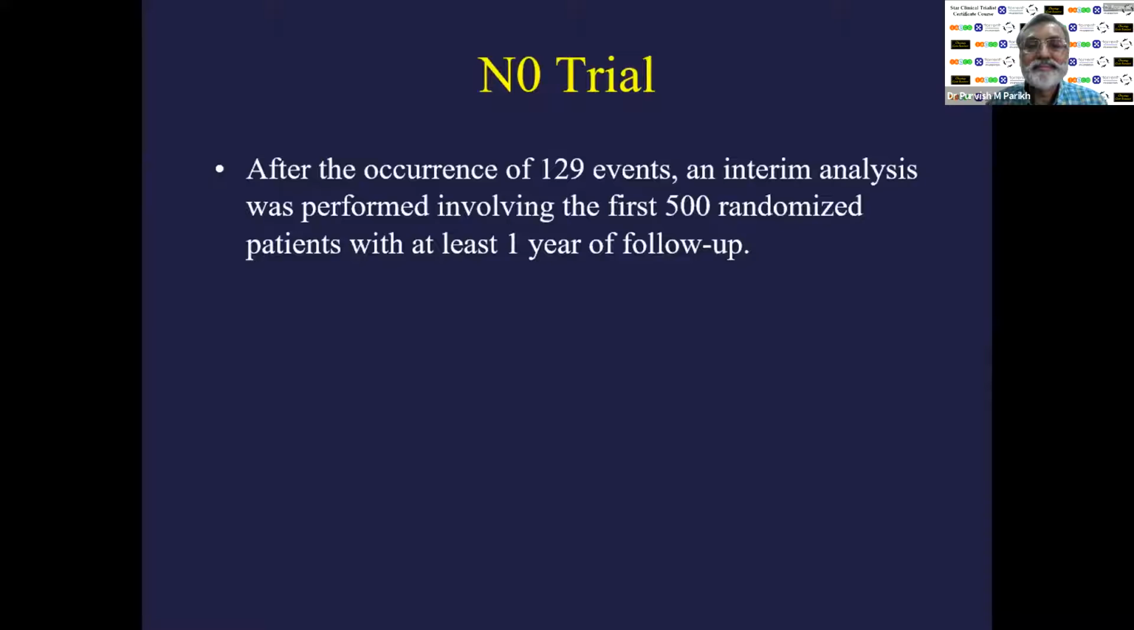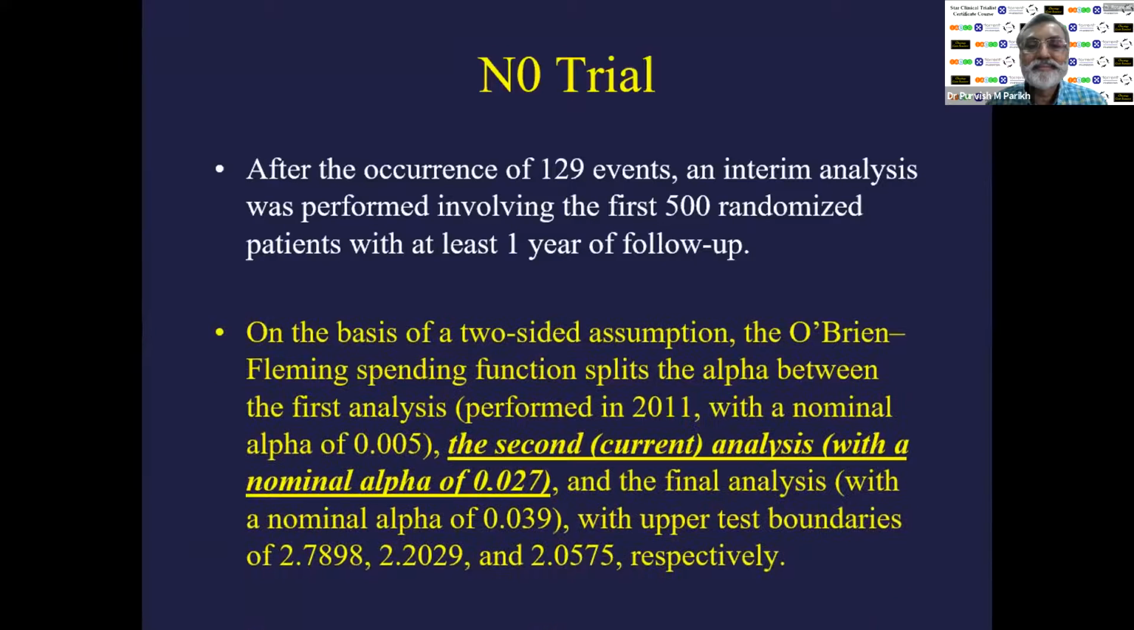So this analysis was conducted after the first 500 of the 596 randomized patients had completed at least 1 year of follow-up. 129 events had happened at this point of time. And we had to recalculate the O'Brien-Fleming spending function to allocate the alpha between the first analysis in 2011, which had already happened, the second analysis in 2014, and the third and the final analysis which would happen in the future, and the nominal alpha allocated to the 2014 analysis was 0.027.